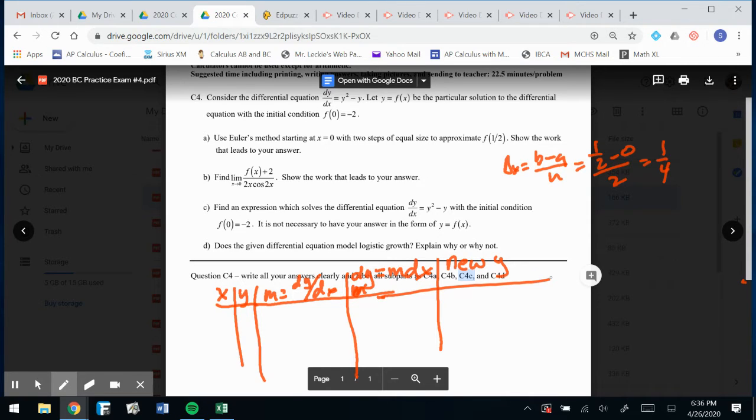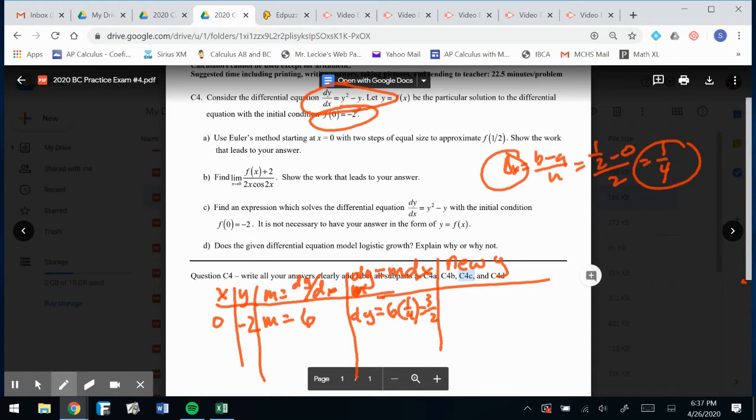So we start with our initial condition, which is 0, -2. So we start 0, -2, and we find our m. Our m is simply using our slope formula up there. We put in an x of 0 and a y of -2, and we get 4 plus 2, which would be 6. Okay, and then it says, what's the change in y? Well, the change in y would be 6 times your change in x. Your change in x was 1/4, remember? So if we do that, we get 3/2.